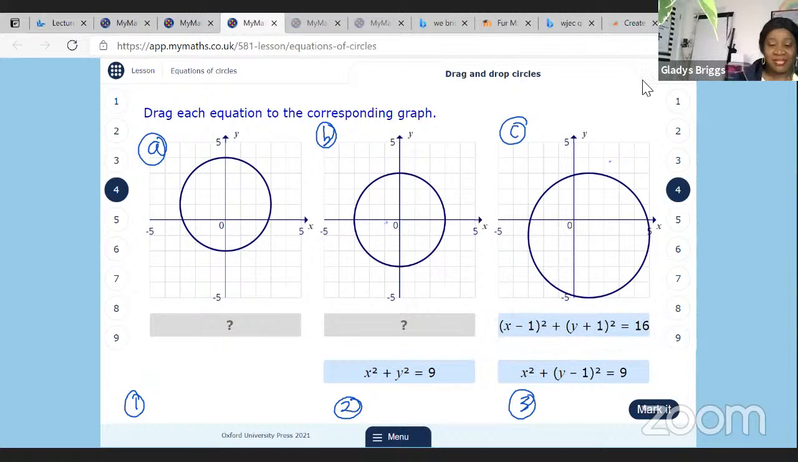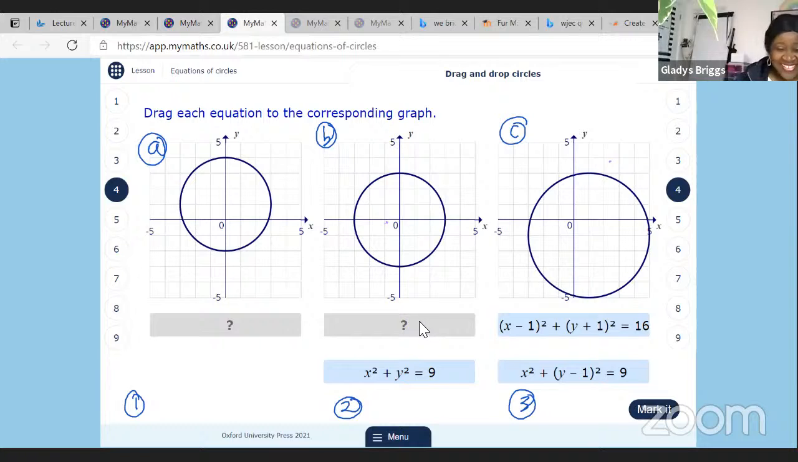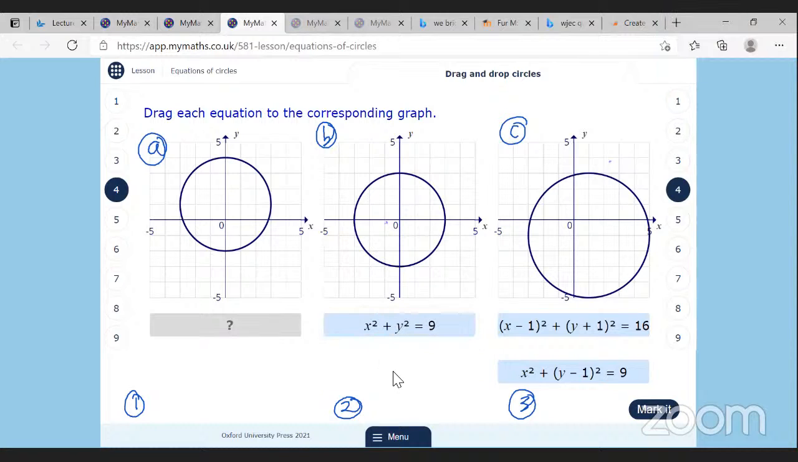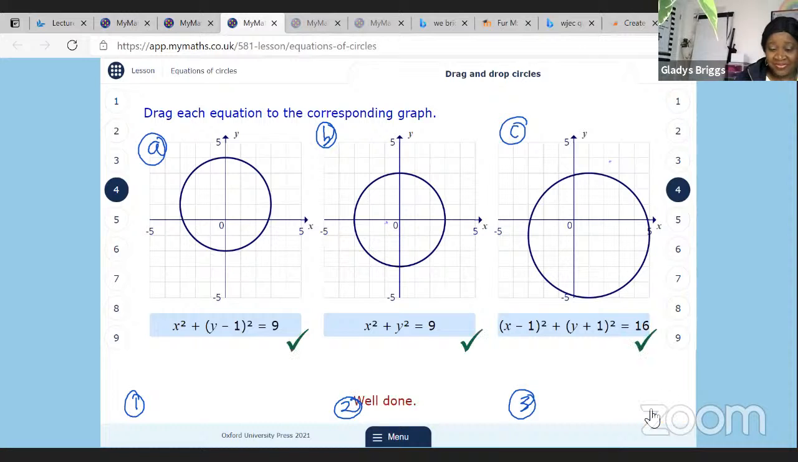Well done. Oh, did you say B? That means you got it wrong. Okay, now it's all messed up. So which graph does equation 2 belong to? B? Yes. Well done. Which graph does this one belong to? Okay, so let's see whether we got them right. Well done, guys. You got them all right.